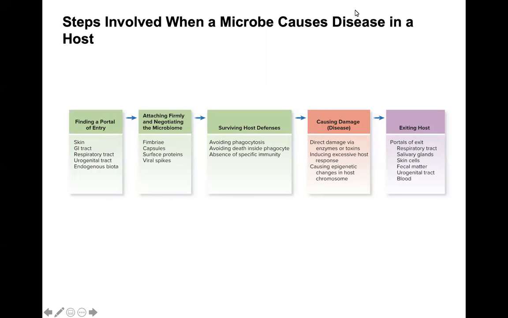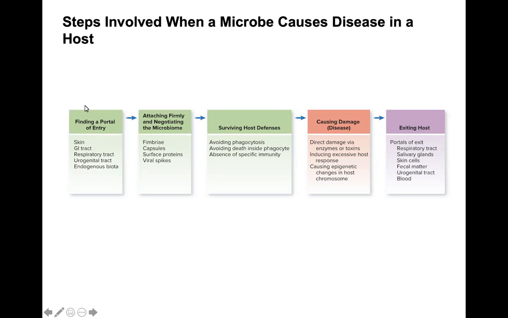Okay, so picking up with pathogenesis here. Again, pathogenesis is the process in which microorganisms can cause disease. And again, there's 5 main steps involved in pathogenesis. First is finding a portal of entry. This could be through skin, GI tract, respiratory tract, urogenital tract, or endogenous biota. Remember, the endogenous means this is microorganisms that are currently living on your surfaces as part of your normal flora.